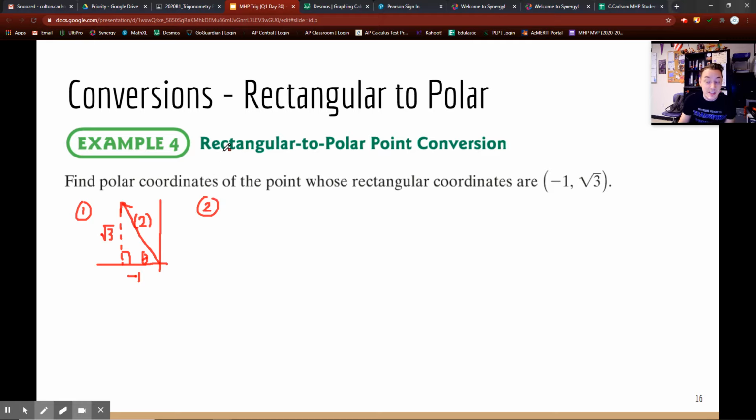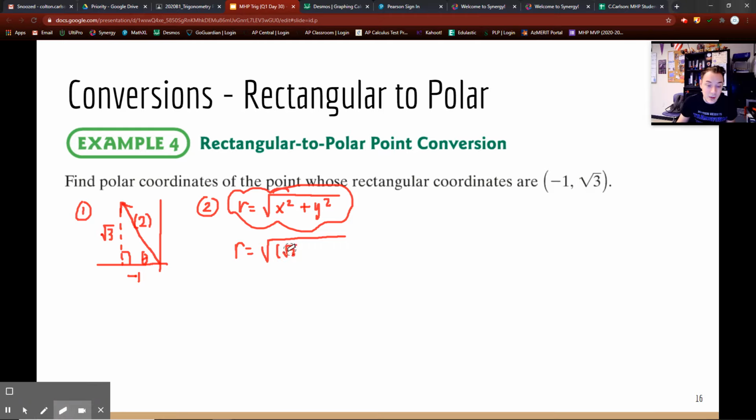Now this is a special right triangle, but just in case we didn't know that, I will show you how to do it. You just use the Pythagorean theorem or this modified formula. Okay, so r equals radical, and this is going to be radical 3. Sorry, that's technically my y. I don't want to mess you guys up. Negative 1 squared plus radical 3 squared. This gives me 1 plus 3, which is radical 4, which is 2.